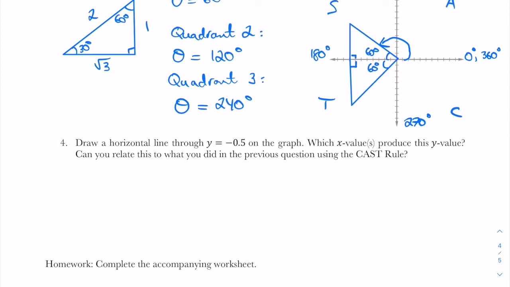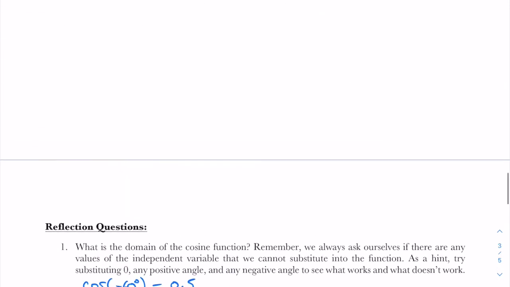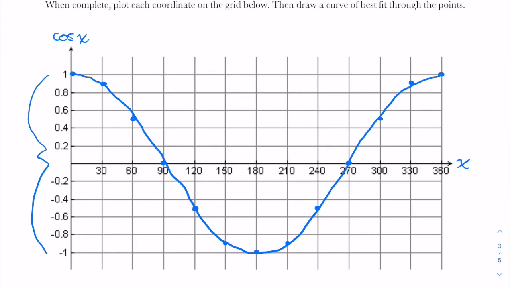Question 4 is very similar. We're going to draw a horizontal line through y equals negative 0.5 and determine the x values that produce this result. So here's the horizontal line. Notice that it crosses the cosine function at 2 locations. One of them appears to be 120 degrees, and the other one appears to be 240 degrees.